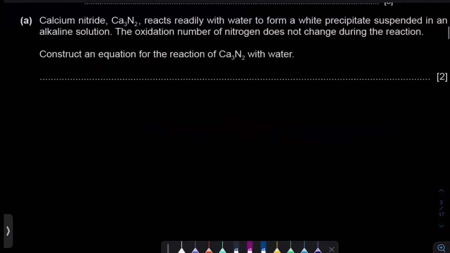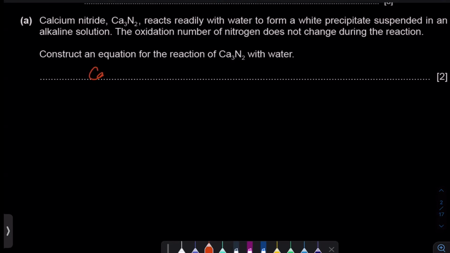Yes, sir. Calcium nitride reacts readily with water to form a white precipitate suspended in an alkaline solution. Okay. वाटर के साथ रिएक्ट कर रहा है तो मतलब हाइड्रोक्साइड और हाइड्रोजन है. The oxidation number of nitrogen does not change during the reaction. यहाँ पे नाइट्रोजन के पास -3 है तो उसमें भी 3 रहता है अगर, तो अमोनिया लग रहा है मुझे.